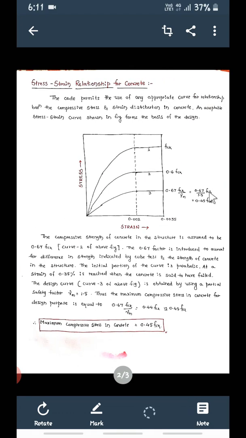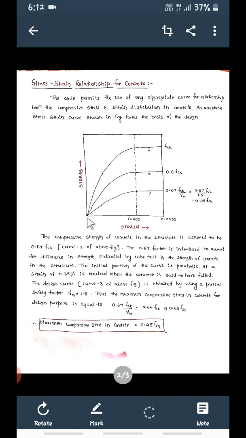Now we are going to see the stress strain relationship for concrete. This is the stress strain diagram for concrete. So the code permits, which code? This is IS 456 2000, Indian Standard Code 456 2000. The code permits the use of any appropriate curve for the relationship between the compressive stress and strain distribution in concrete.